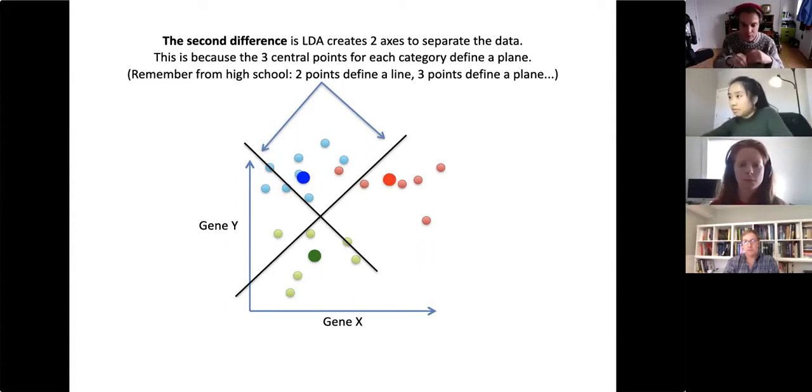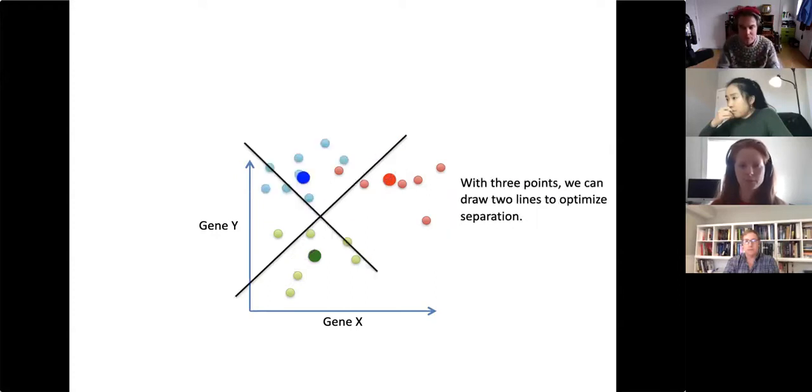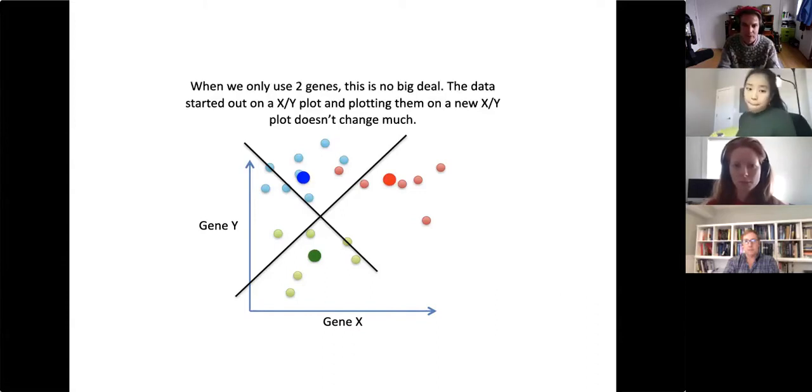So remember when we just had 2 categories, we reduced this 2-dimensional or even 3-dimensional graph data to just a 1D line because we just had 2 categories. But with 3 categories, we've got a new X and Y axes. So with 2 genes, this is no big deal. The data started out on an XY plot, and plotting them on a new XY plot doesn't change anything. So this is not very exciting.